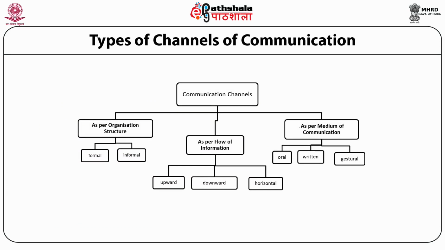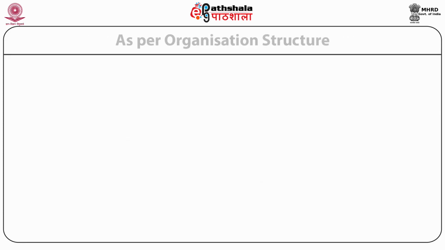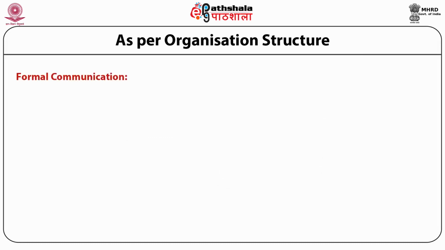Types of communication channels. Communication channels can be categorized as per the organizational structure, which can be bifurcated as formal and informal channels. As per the flow of information, these can be categorized as upward, downward, and horizontal. And as per the medium of communication, they can be categorized as oral, written, and gestural communication. As per organization structure. Formal communication.